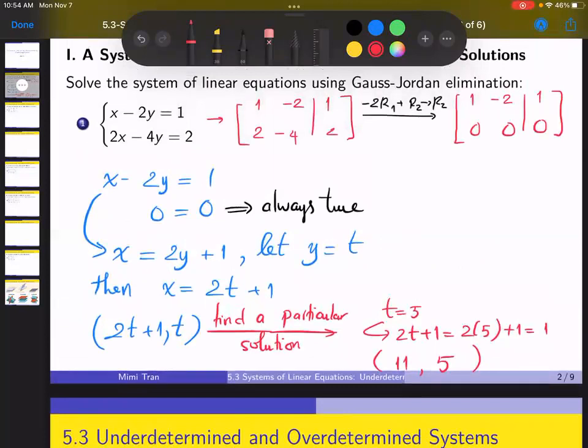Can you do something like this on the exam? I think you think it's a fair question. Yeah, this is the general solution. This is just one of the solutions, one of the many. If I say solve a system using Gauss-Jordan elimination and give me a particular solution, I think I kind of give it away in my answer.